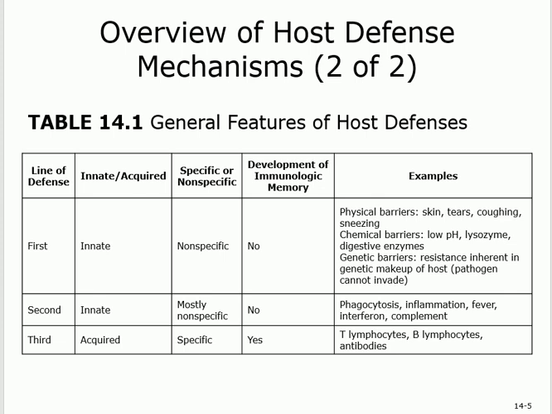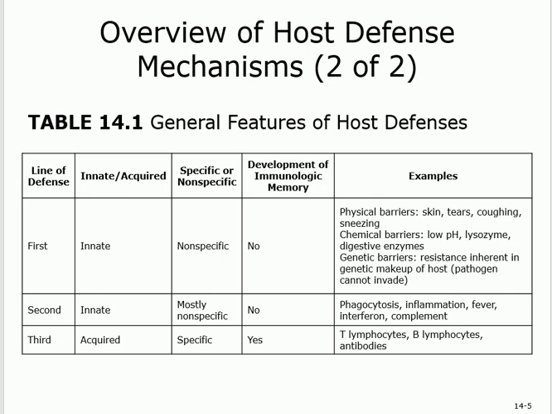Genetic barrier, that will be the next one, which is your genetic makeup will prevent certain things from entering your body. It will make your cells unsuitable or not a good environment. So you will not be invaded with those anyway. And we will discuss the details.